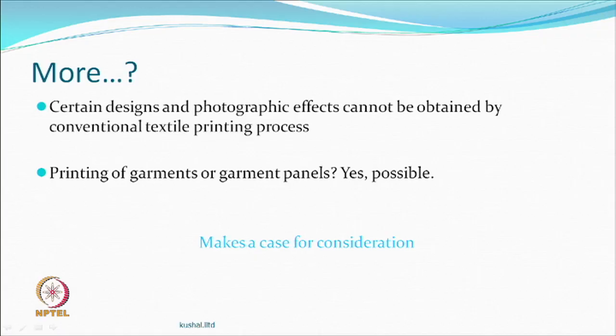Certain designs and photographic effects cannot be obtained by the conventional printing process. This is very important actually. Till the time you actually had a concept of transfer printing, you were not even dreaming about it. What kind of design are you thinking of on a machine, let us say a rotary screen printing machine, we said 8 colors, how many more? Let us say we can take 12 colors.